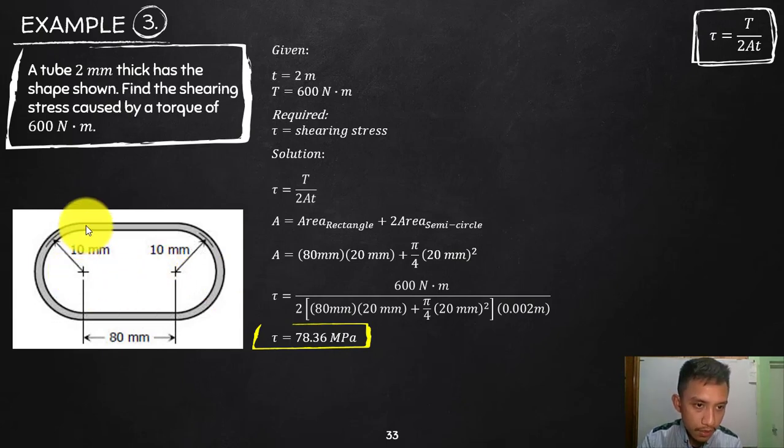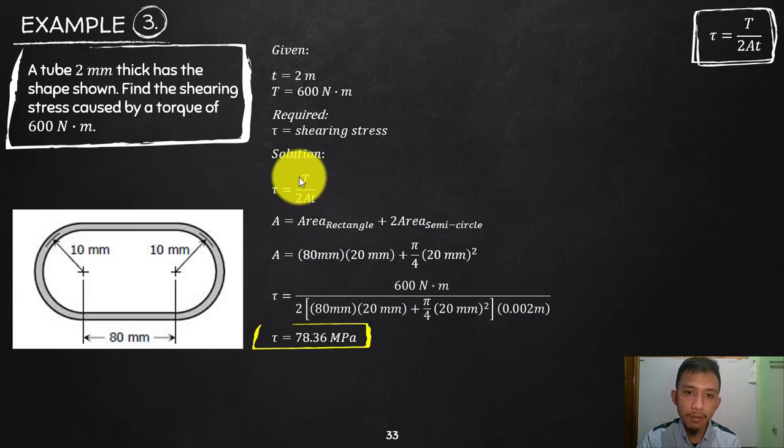Therefore, I can create a rectangle where the length from this point to that point is 80 millimeter. The width is 10 plus 10, which gives us 20. So the dimension of the rectangle is 80 by 20, and its area is 80 times 20. Then the area of a semicircle, twice of that, will be a circle: pi over 4 times the diameter squared. The radius is 10, so the diameter is 20 millimeter. So that is your area. Maybe you can compute this and then substitute the value, or you can calculate it directly.